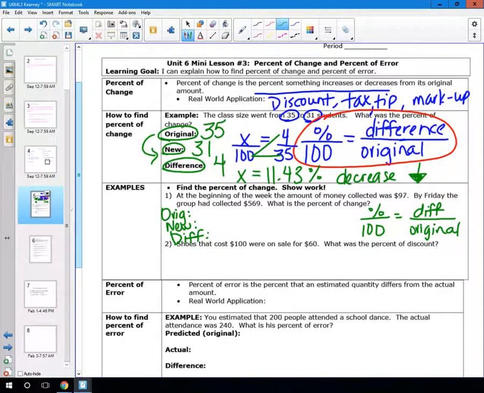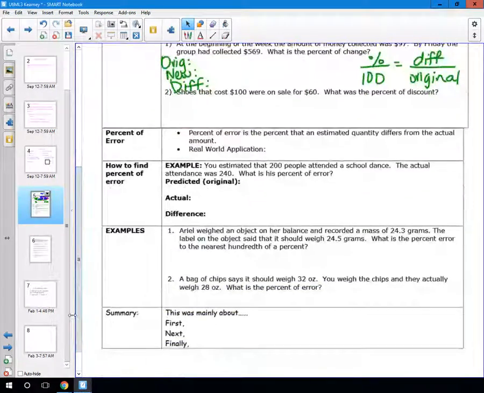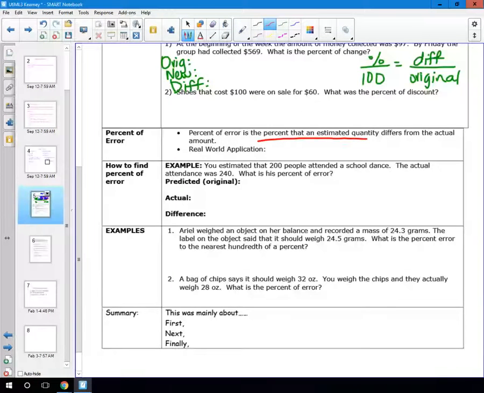So now, we talked about percent of change. Let's talk about percent of error. That's exactly what it sounds like. What does it mean when you make an error? That's right, you've done something wrong. So a lot of times we can figure out the percent of error, of how much we made a mistake. So for example, if you read the definition of percent of error, it says it's the percent that an estimated quantity differs from the actual amount.